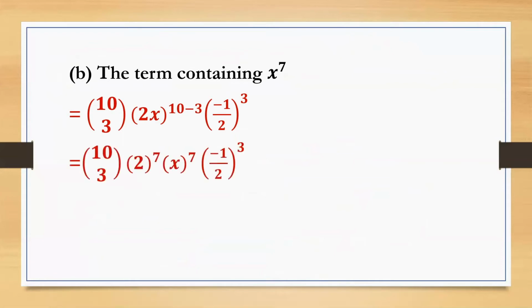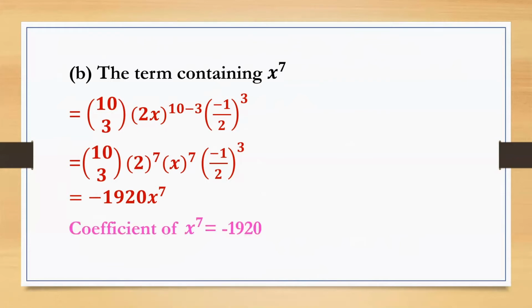Simplifying will give me 10C3, 2 to the power of 7, x to the power of 7, times minus half to the power of 3, which gives me negative 1920 x to the power of 7. But for the second part, we were asked to find the coefficient of x to the power of 7. So the coefficient of x to the power of 7 is simply negative 1920.